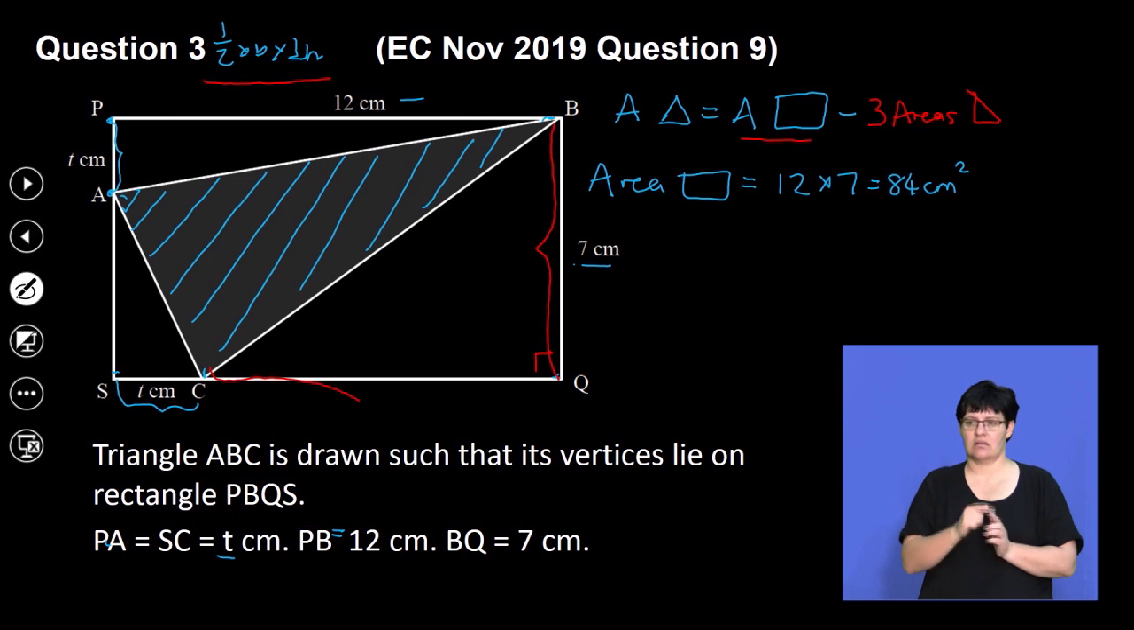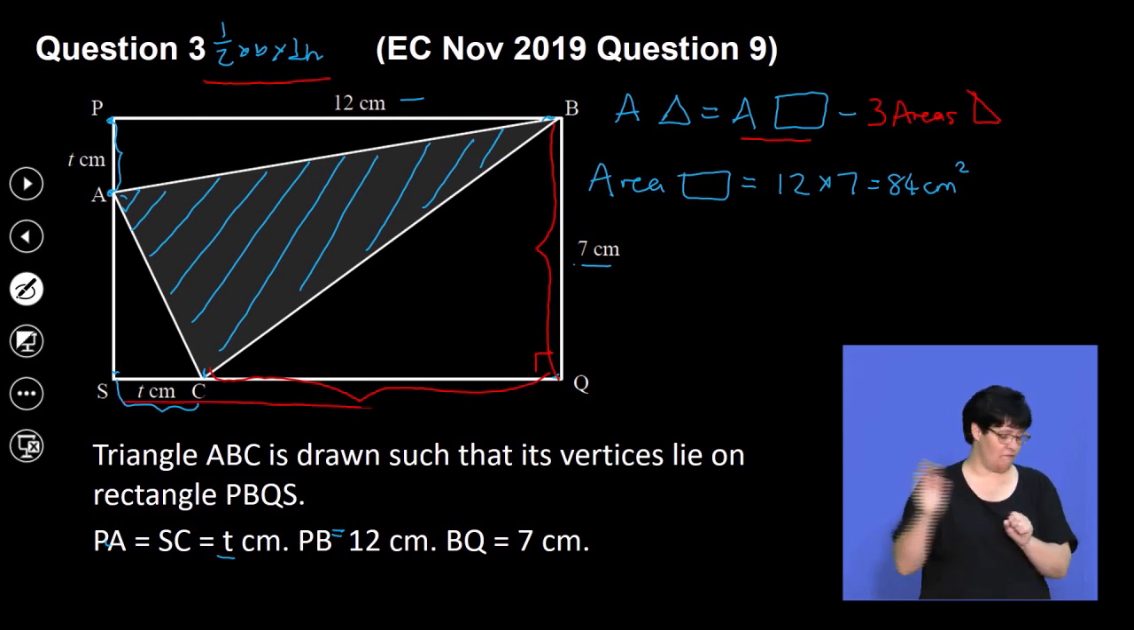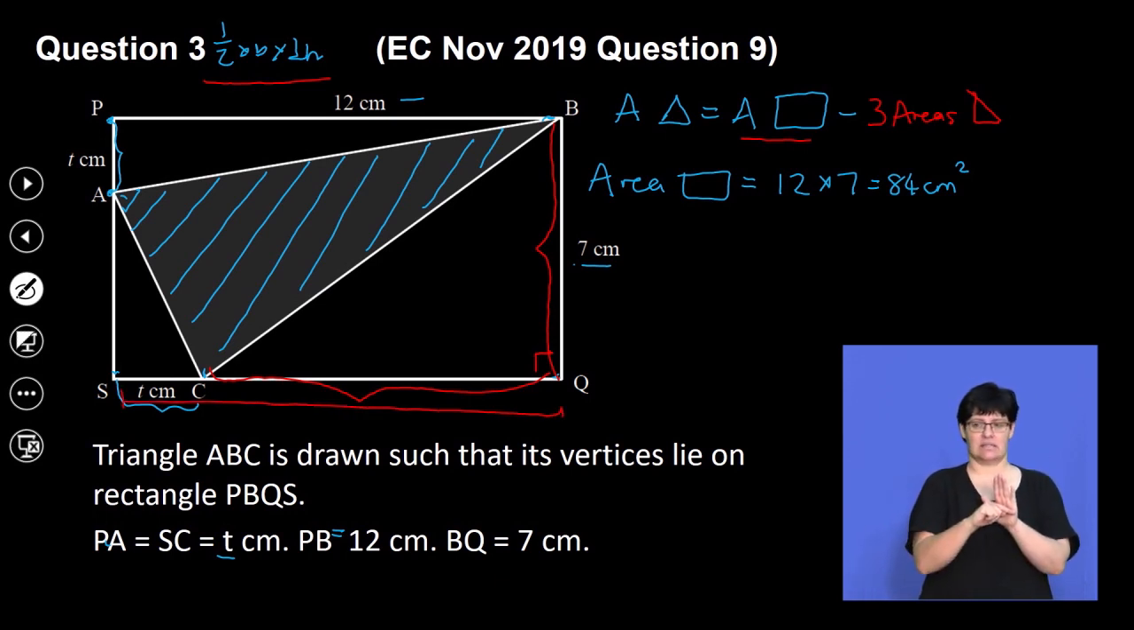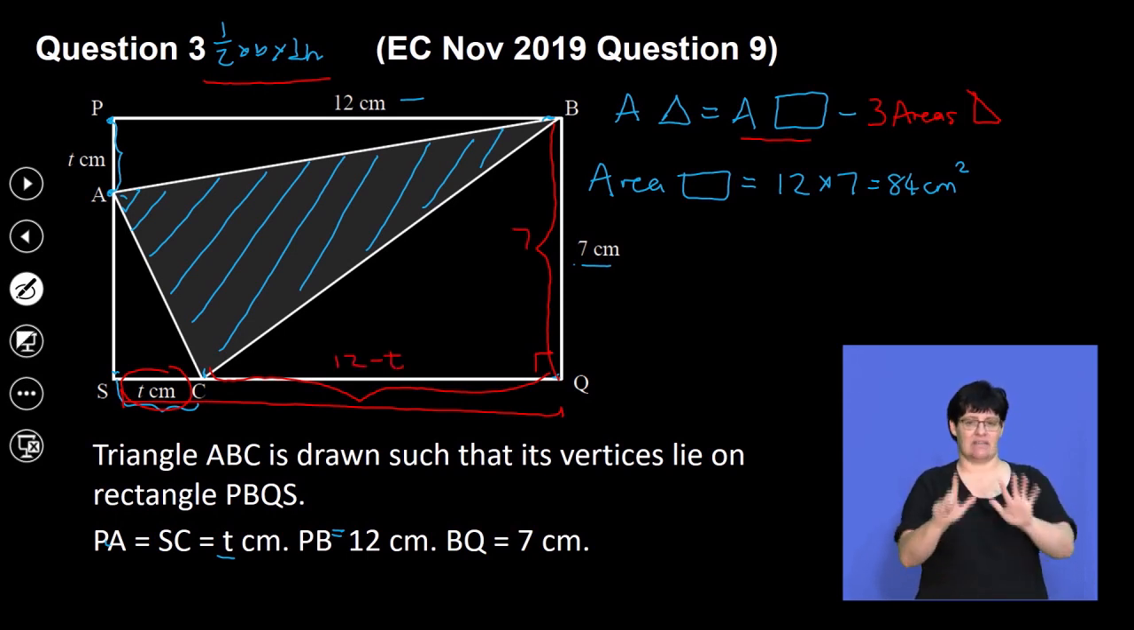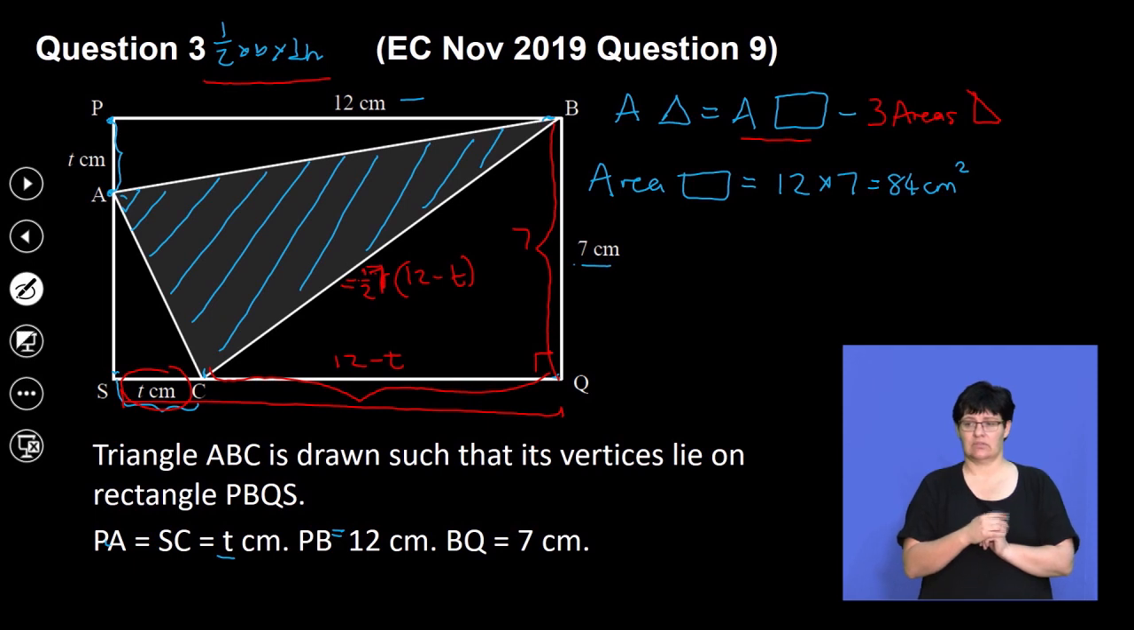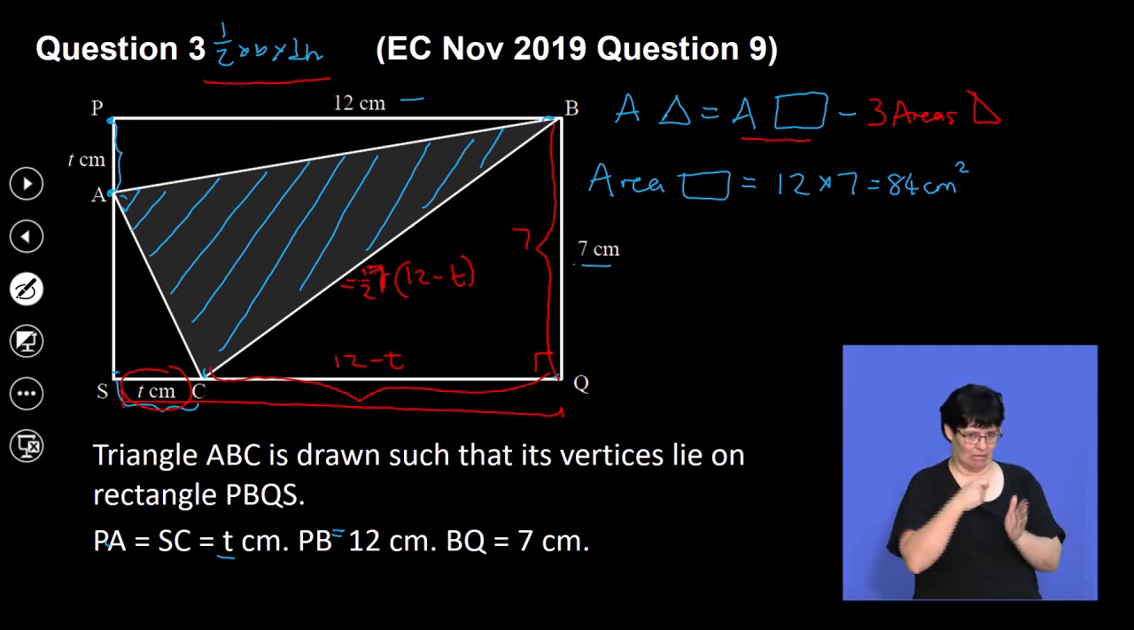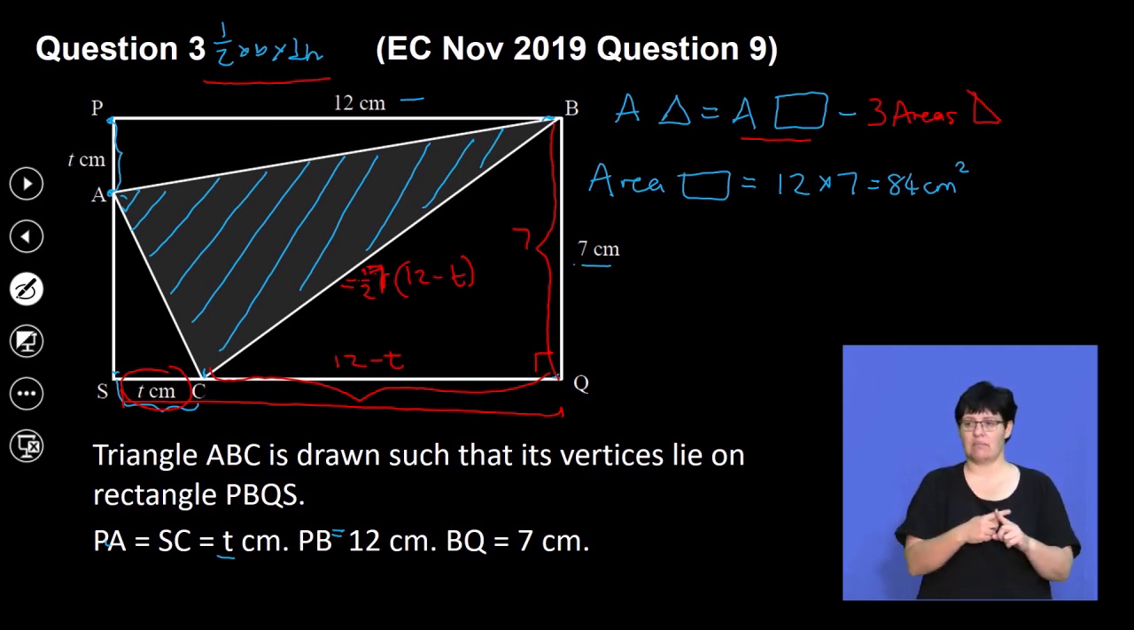This over here, which is the base, is equal to the length of the rectangle, which is the 12, this whole length, minus the t over there. So that is 12 minus t, and that is 7. So the area of this triangle is a half times 7 times 12 minus t. Sorry, that 7 came out a little bit funny. Okay, so it's a half times 7 times 12 minus t.